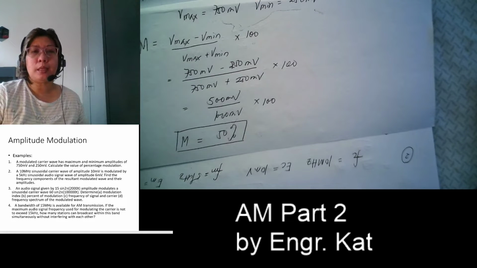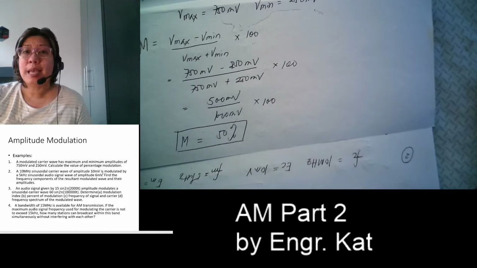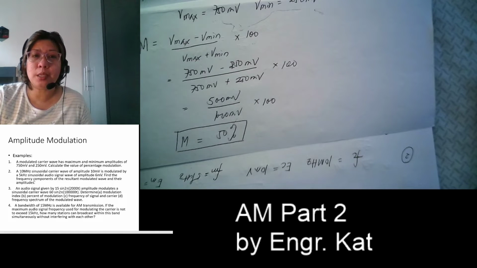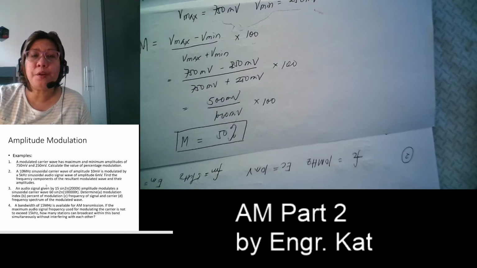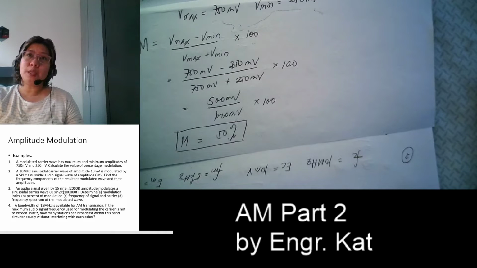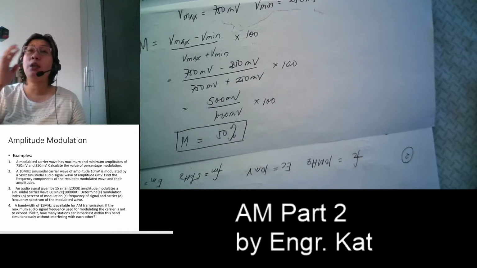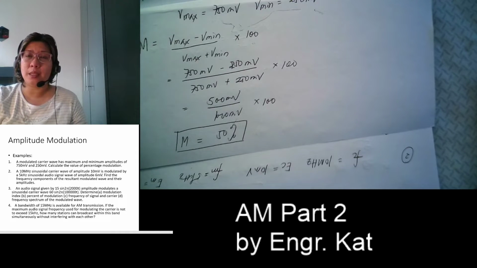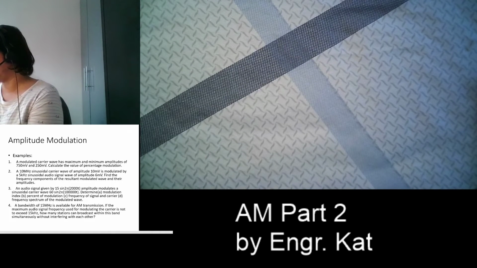Second example: a 10 megahertz sinusoidal carrier wave of amplitude 10 millivolts is modulated by a 5 kilohertz sinusoidal audio signal wave of amplitude 6 millivolts. Find the frequency components of the resultant modulated wave and their amplitudes. On our previous video, we discussed the frequency spectrum, but in that case we did not yet include the amplitude of the sidebands. Now we can include the amplitude of our sidebands. So how do we compute for this?